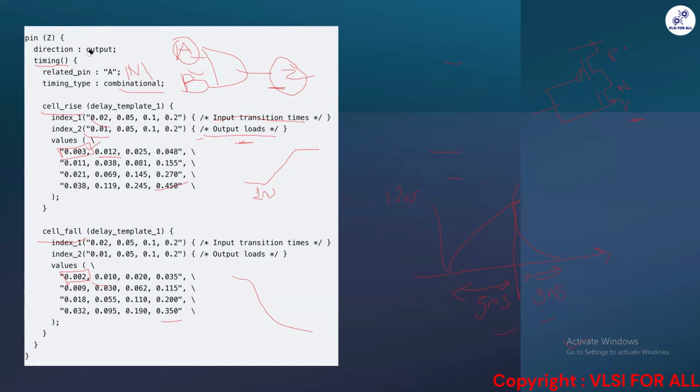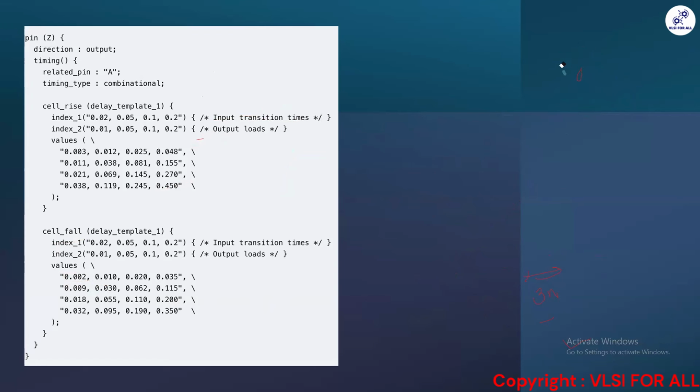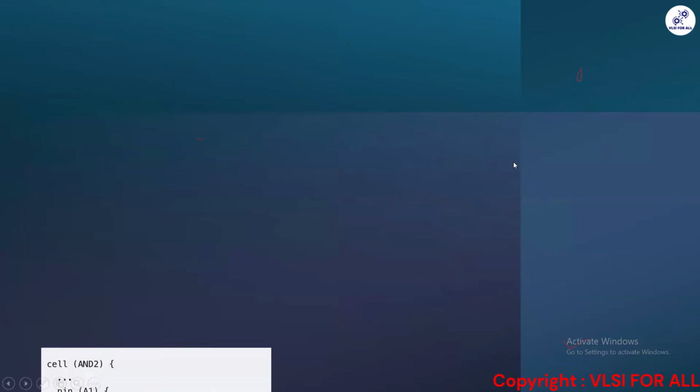This timing information is always present for all the cells in your design, whether they are combinational cells or sequential cells. Sequential cells will have a lot of different kinds of timing arcs. But here I have explained one timing arc related to your AND gate. Now going ahead, I'm giving one more example.